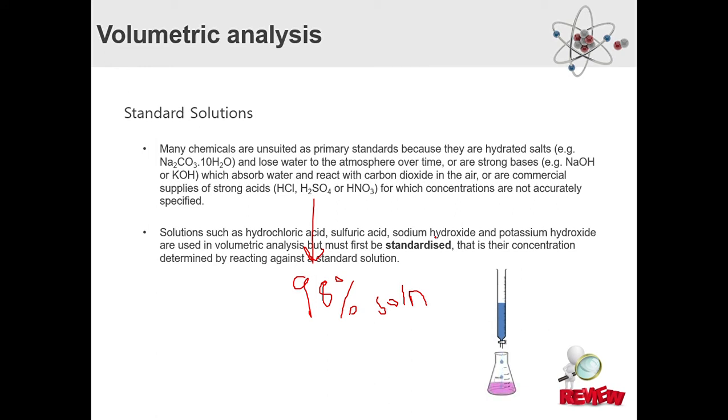Solutions such as hydrochloric, sulfuric, sodium, and potassium hydroxide can be used in volumetric analysis, but they must first be standardized. That is, their concentration determined by reacting against a standard solution. Basically, what that means is, if you want to use it to find a concentration, you must know what the concentration is, and you do that by titrating against a standard. Or you could just shrug it off and remember we're in high school chemistry. Okay.